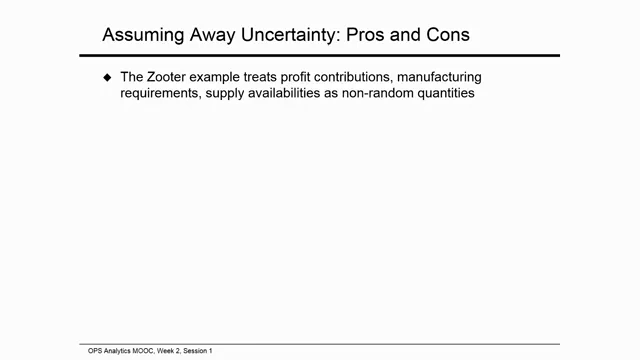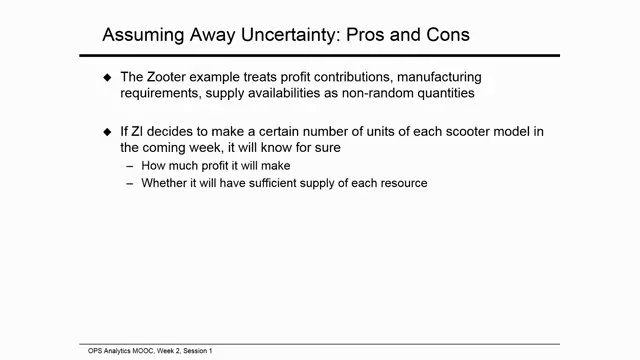Note that all the data we use in this example are certain non-random quantities. In other words, each piece of data is a single number rather than a multi-valued probability distribution. For example, we assume that 1 Razor scooter will make a profit contribution of exactly $150, and that its frame will take exactly 4 hours to manufacture. What this implies is that any production plan Zuter chooses for the next week will result in certain non-random outcomes in terms of profit as well as resource consumption.